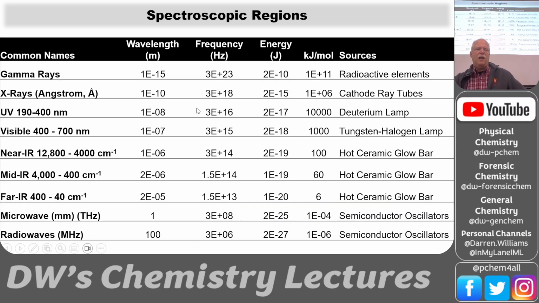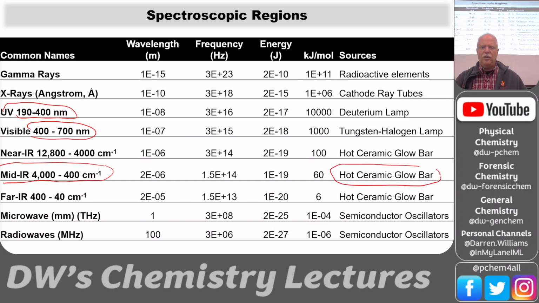There are different spectroscopic regions, and here's just a quick chart that I think I've asked some homework questions on. We've got the UV from 190 to 400, the visible region 400 to 700, and then we're down here in the mid-infrared. And so our source is a hot ceramic glow bar.